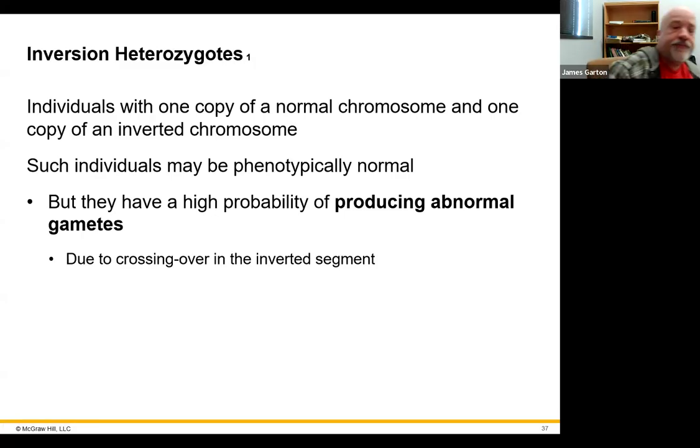And so usually you can assume that if an inversion occurs on one chromosome, its homolog is normal. And that results in some weird gametes being made. And that's because crossing over happens in meiosis. It rarely happens in mitosis, but it always happens in meiosis. And that inverted sequence causes some misalignment between the homologous pairs.